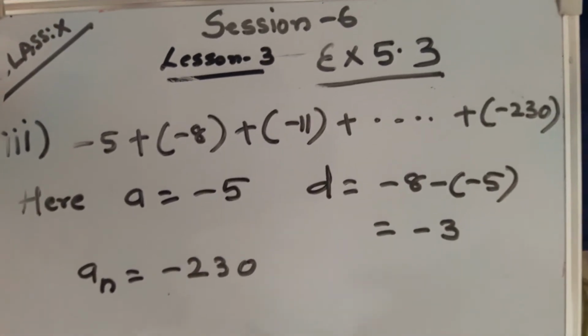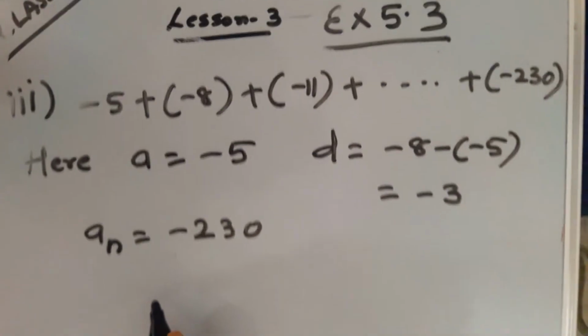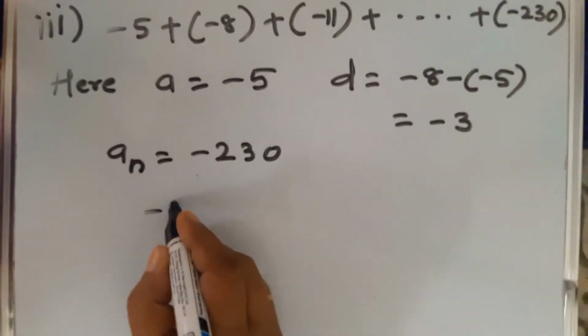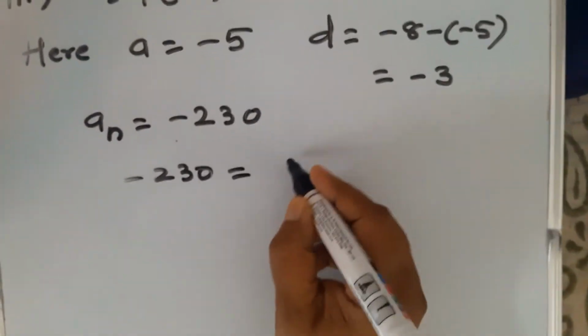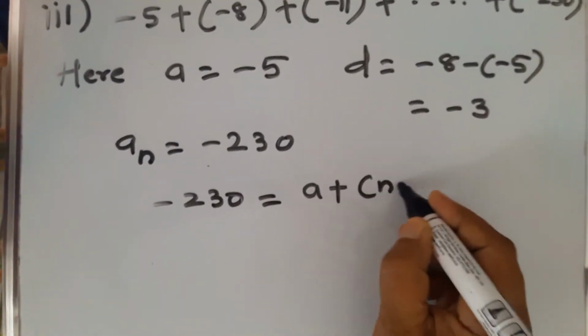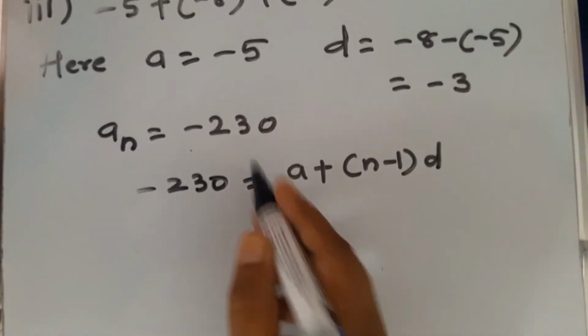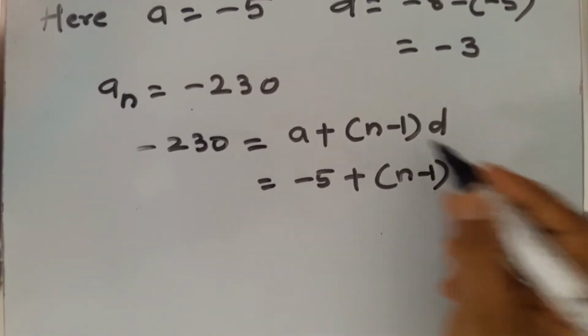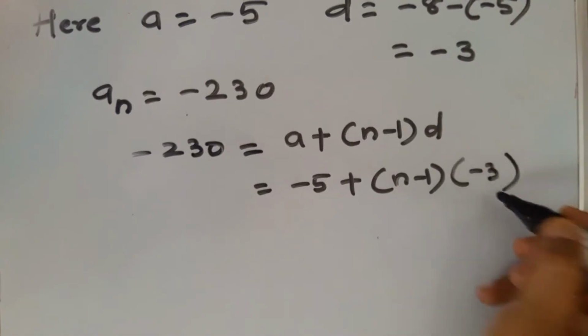So we don't know n. So what should we do? First we should find n. How to find n? We will substitute in the formula for an. Okay. So that will be minus 230 is equal to a plus n minus 1 into d. What is a here? Minus 5 plus n minus 1 into d, d is minus 3.